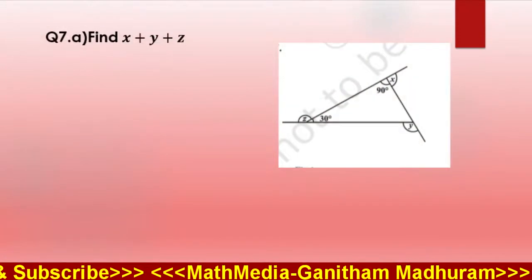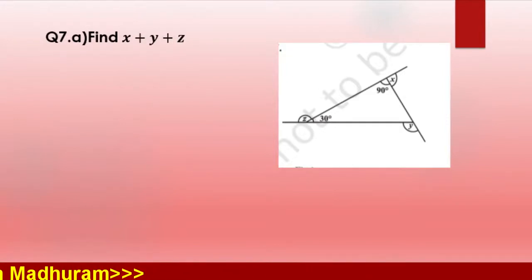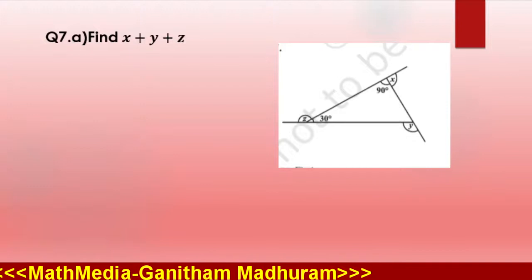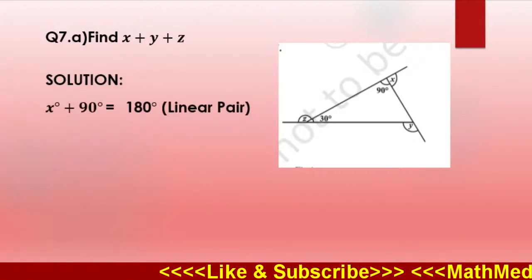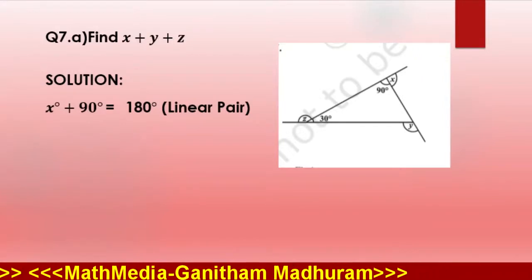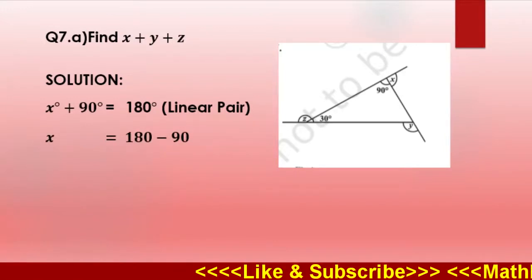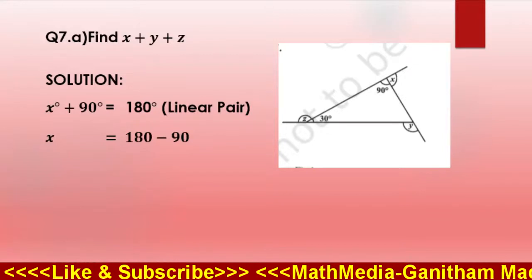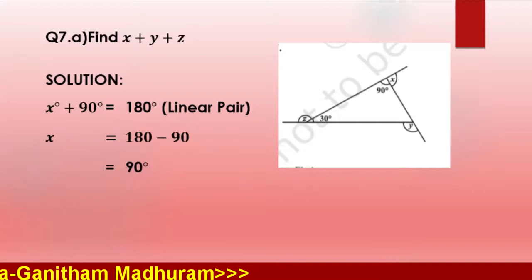Next question, question number 7. Find x plus y plus z from the given figure. It is given the exterior angles. So let's solve. First we can find x plus 90 equal to 180 degrees, because x and 90 form a linear pair. Therefore x equal to 180 minus 90 equal to 90 degrees.